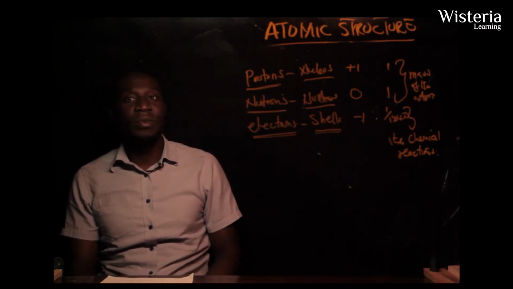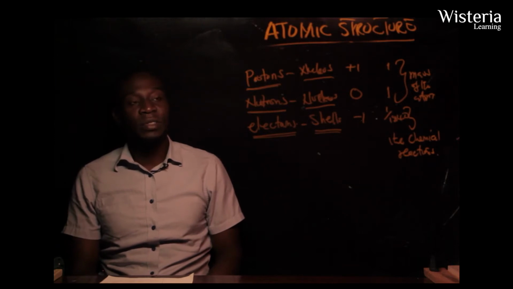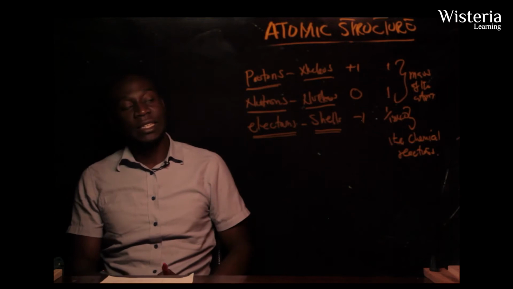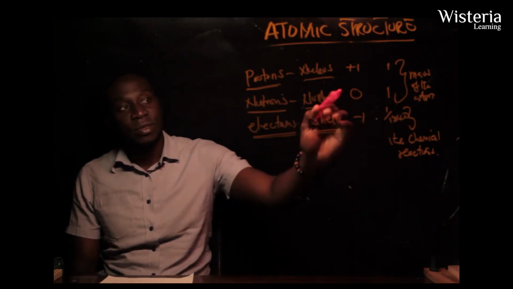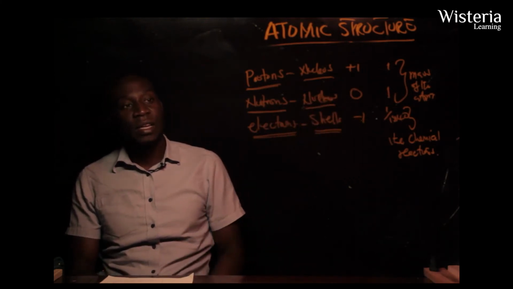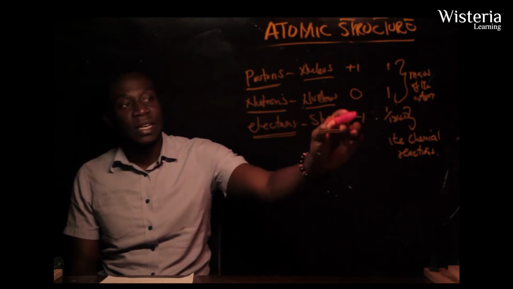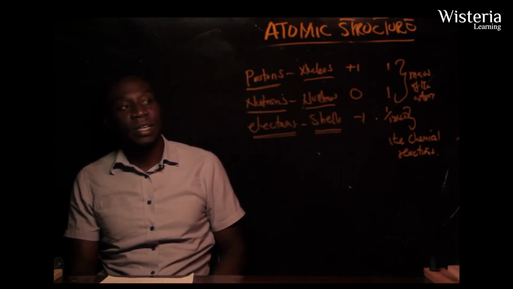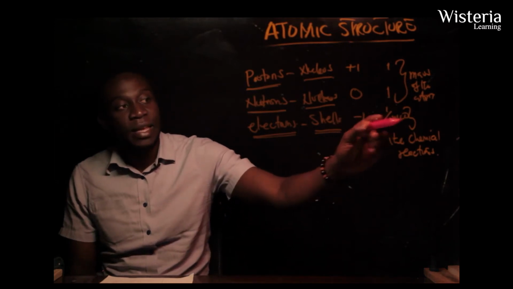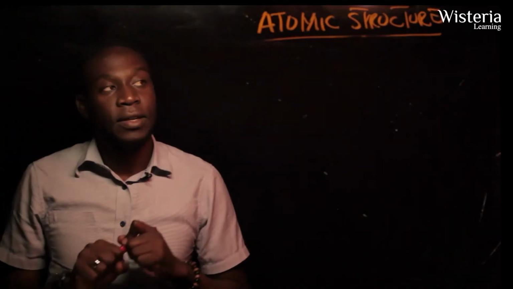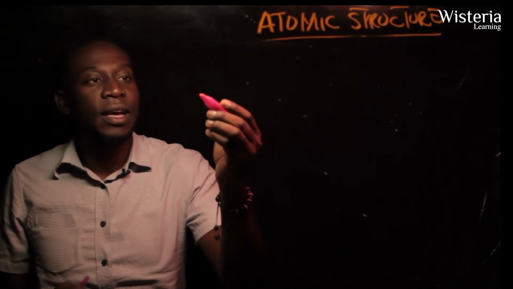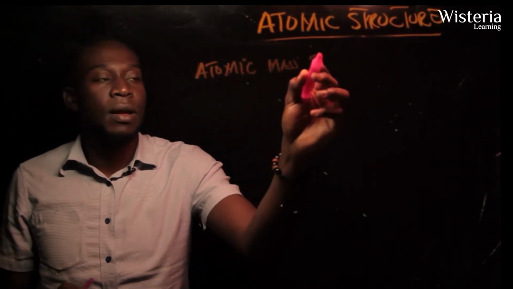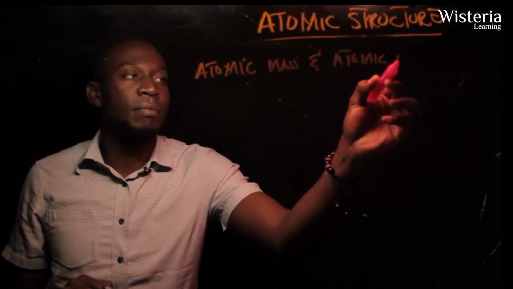You also have to know the charges. Protons have got a charge of +1, neutrons have got no charge, so they write 0, they are neutral, and electrons have got -1. The protons and the neutrons have got a mass of 1 each, while electrons have got a mass of 1/1814. Okay, so now we're going to look at the atomic mass and the atomic number.